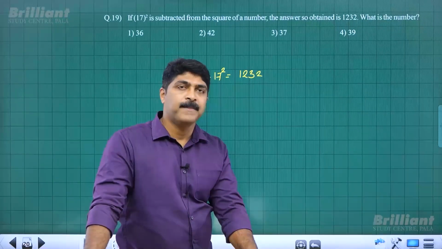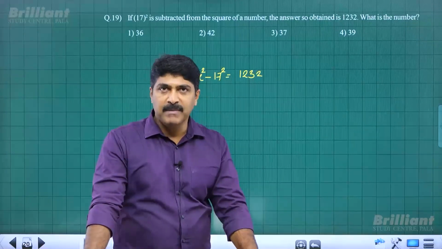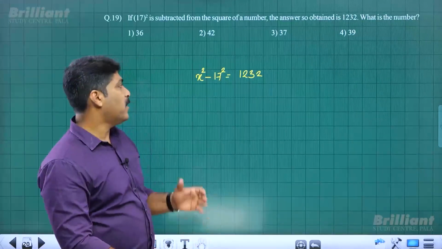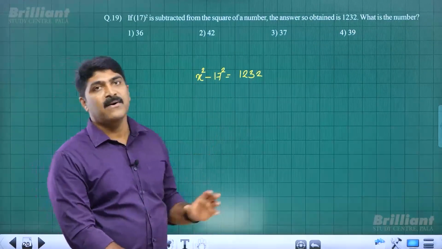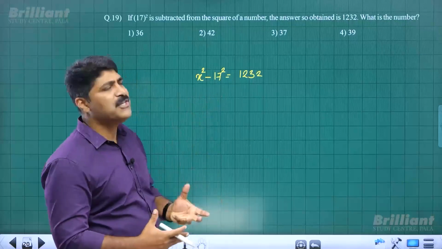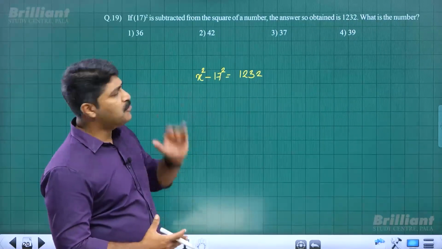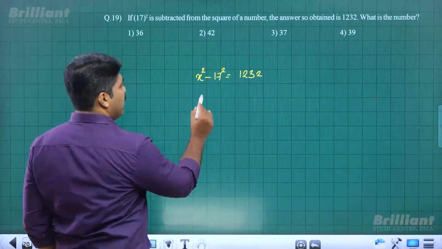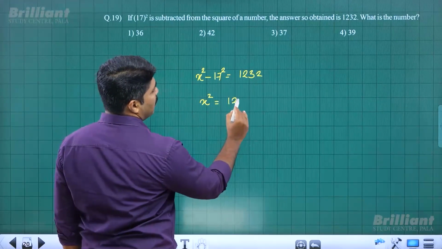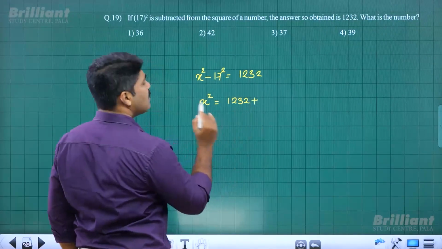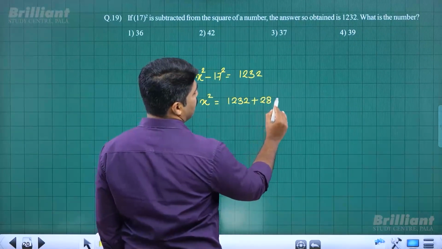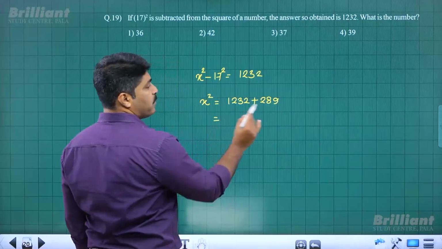Whenever we are considering that type of question, first of all, you should be able to frame that as an equation, an algebraic equation. That skill is called algebraic translation. From the given data, you have to frame this kind of relationship based on the algebraic expression. Therefore, we can easily connect it. This is x square. So this is 1232 plus, what is 17 square? So it's equal to 289. Just add these values together.